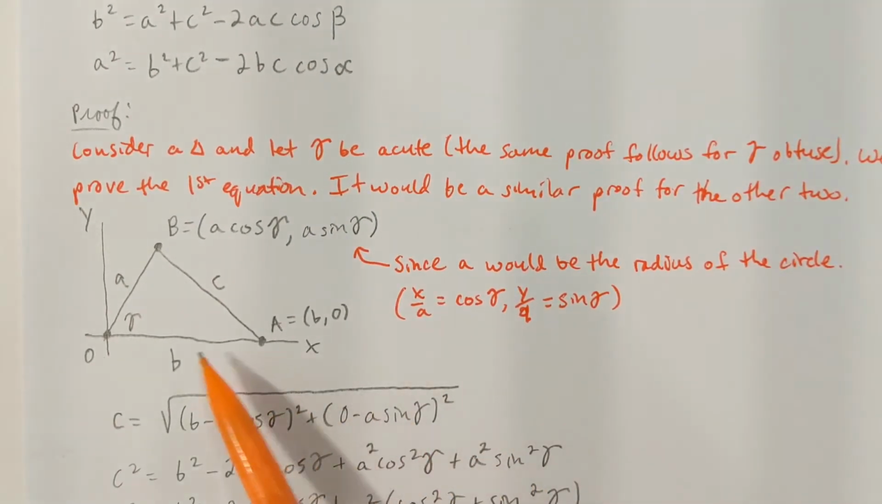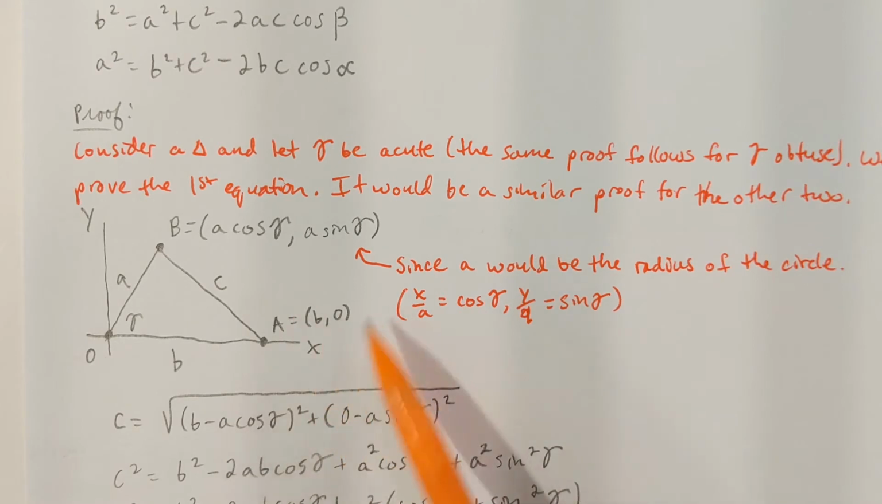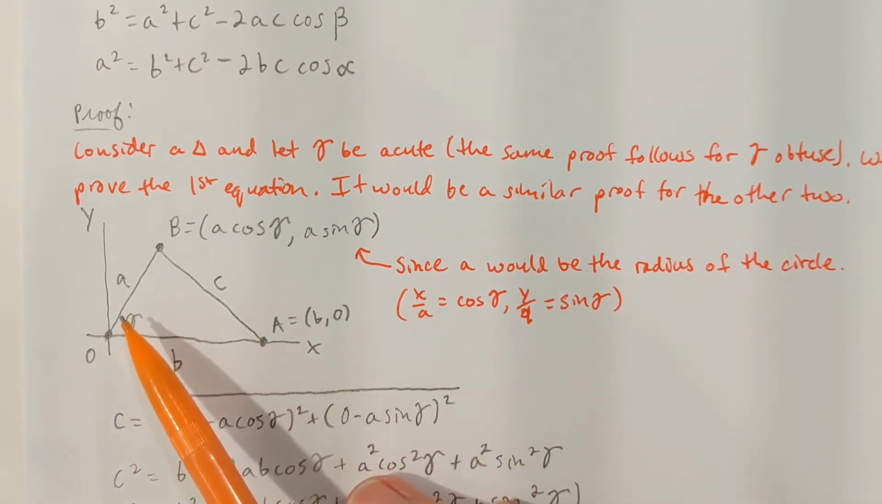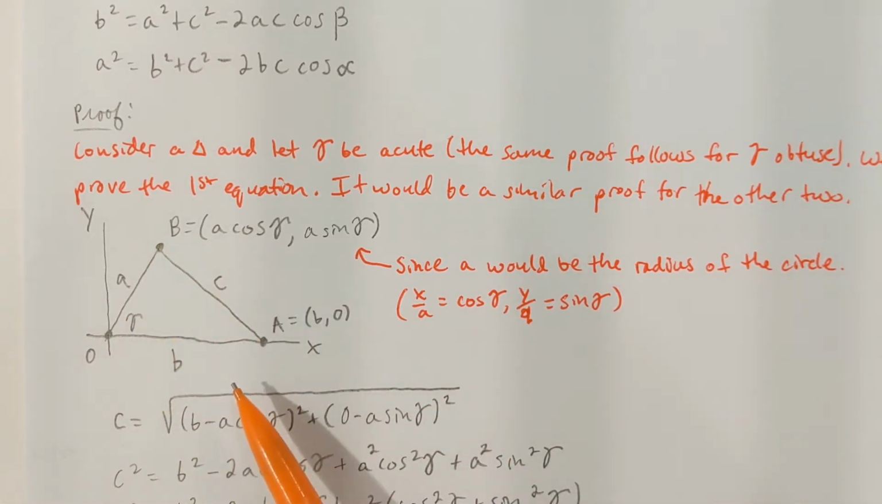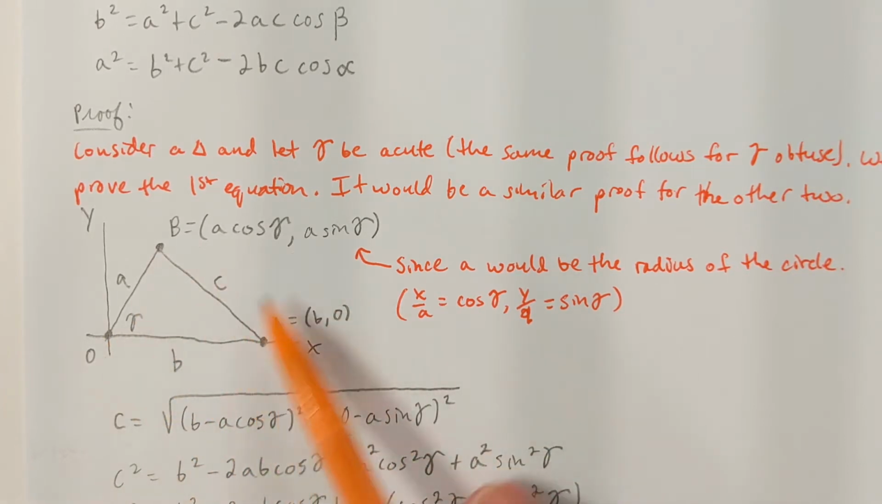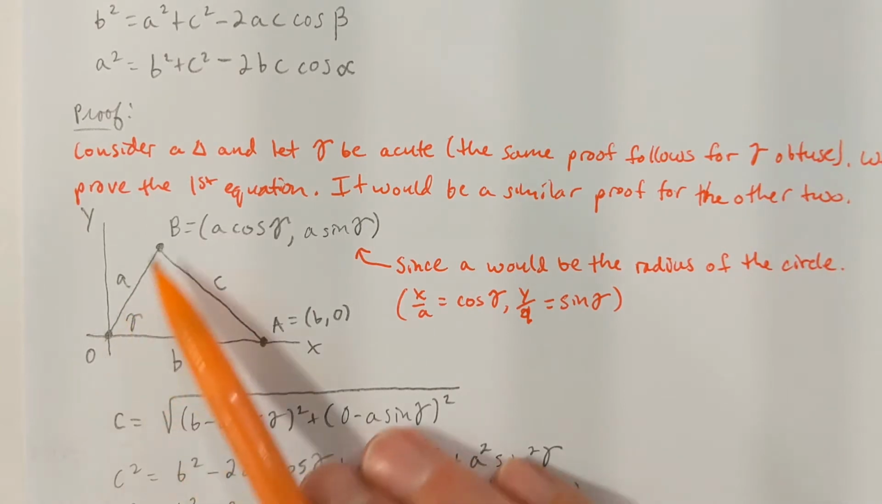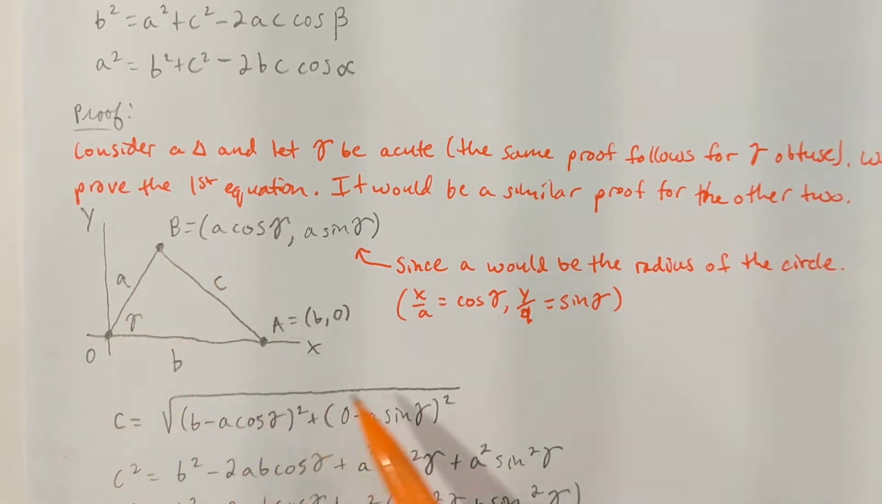All right. Suppose that we go B units away from the origin, and we'll plot a point, and I'll call that point A. Point A is going to have coordinates (B, 0). Point B is going to have coordinates (A cosine gamma, A sine gamma). Okay, here's the angle gamma. I've got side A labeled in this triangle.